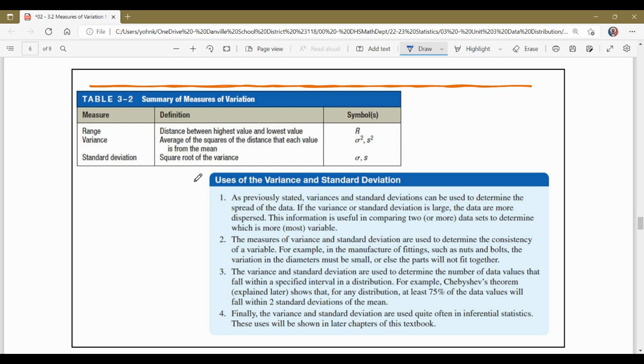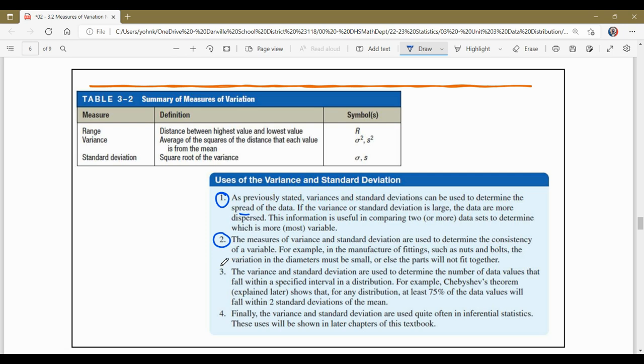So uses of variance and standard deviation. Number 1, as previously stated, variances and standard deviations can be used to determine the spread of the data. If the variance or standard deviation is large, the data are more dispersed or spread out. This information is useful in comparing 2 or more data sets to determine which is more or most variable. Number 2, the measures of variance and standard deviation are used to determine the consistency of a variable. For example, in the manufacture of fittings such as nuts and bolts, the variation in the diameters must be small or else the parts will not fit together.